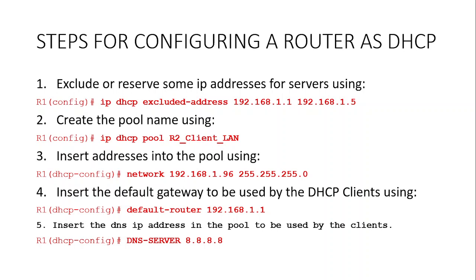Step 2, you create the pool name. This pool name is kind of a container or a stack where we are going to put all the IP information, whereby if there is any client that needs it, it will always look for that pool, that container containing the IP information, then it will pick from that. So the second step, you create the pool, the container, and you give it a name.